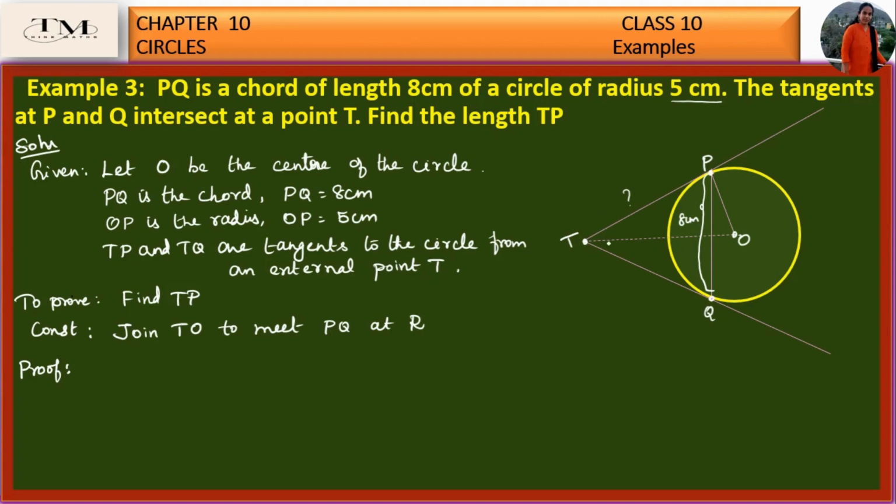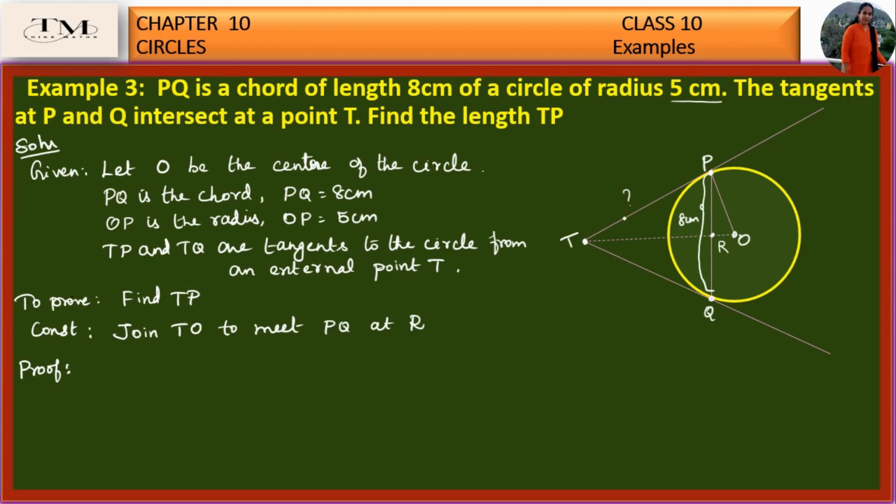So now we are going to construct TO. That is, we are going to join T and O. So join TO to meet PQ at R. So let us mark this point as R. So these are the constructions.